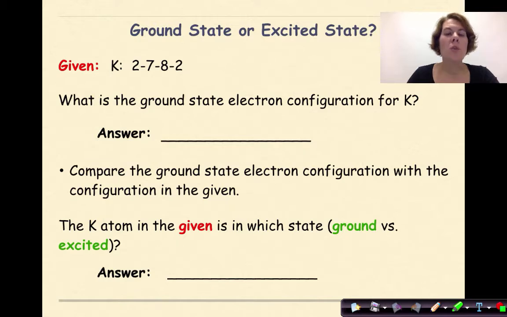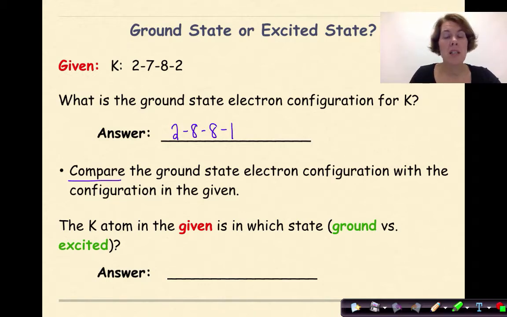2-7-8-2. What is the ground state electron configuration for potassium? So what we would do is go to our reference tables, find our periodic table, look up the symbol for potassium, and say, okay, that's my ground state. So if I do that, the ground state would be 2-8-8-1. Now we're going to compare the ground state electron configuration with the configuration in the given, which is up here. The potassium atom in the given is in which state? Ground state or excited state?